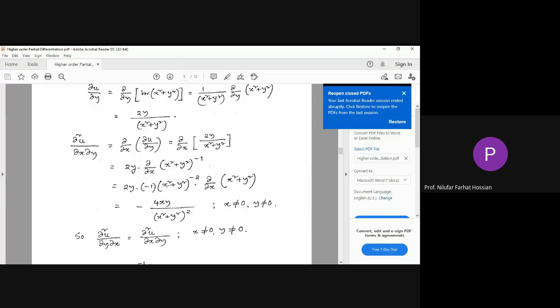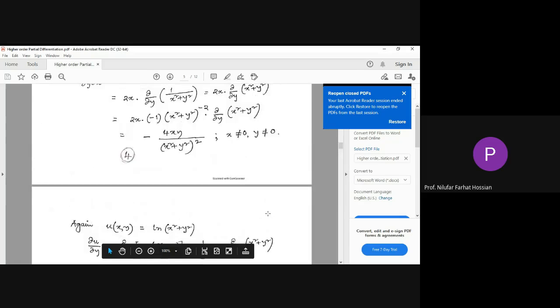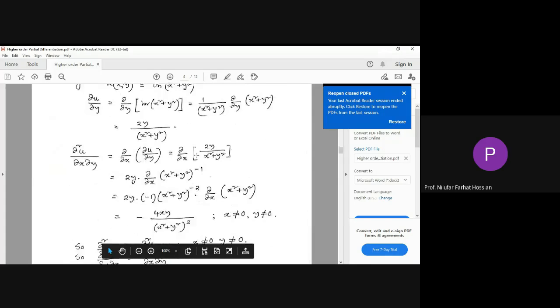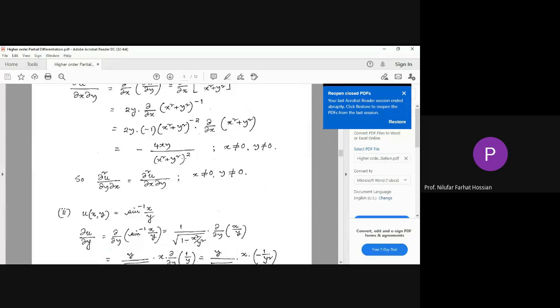And here comes the lower part like this, x square plus y square whole square. Here again, x not equal to 0, y not equal to 0. And you see, the two expressions are exactly same. Here it was minus 4xy by x square plus y square whole square. And here also the same thing, minus 4xy divided by x square plus y square whole square. So these two are same.